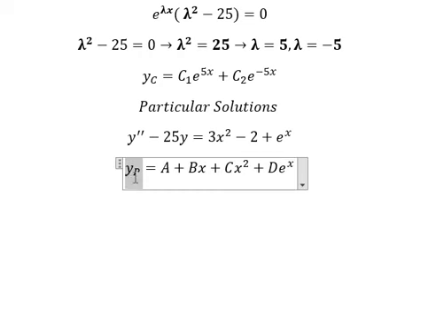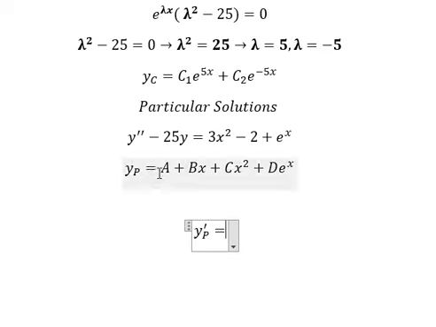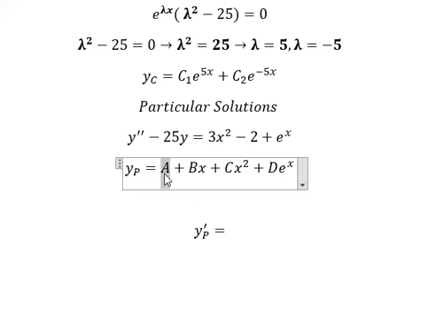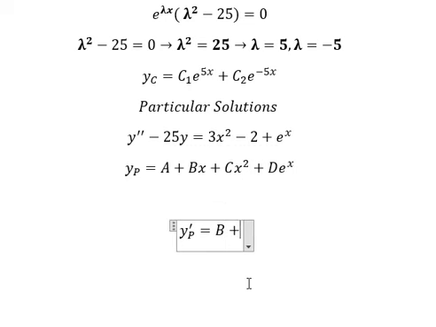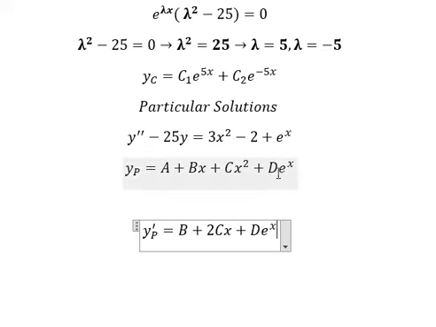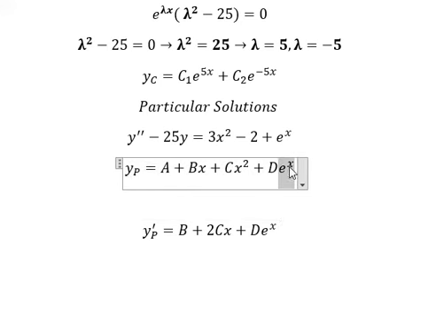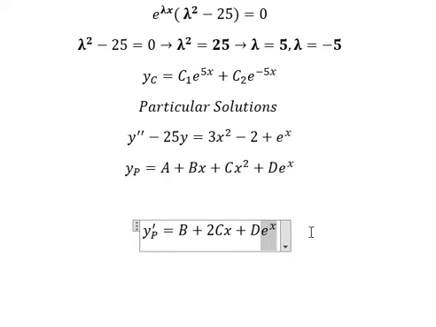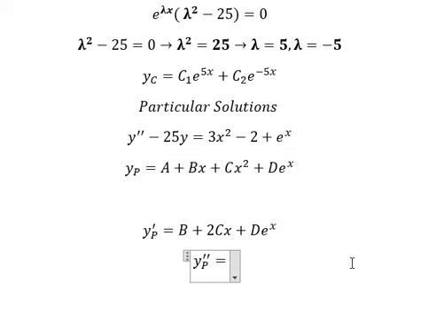So we need to find the first derivative of yp. This one is the constant, so you got 0. This one we have s, so we have 1. This one we have 2s. This one we have d e to the power of s, because the first derivative of e to the power of s, you got the same.